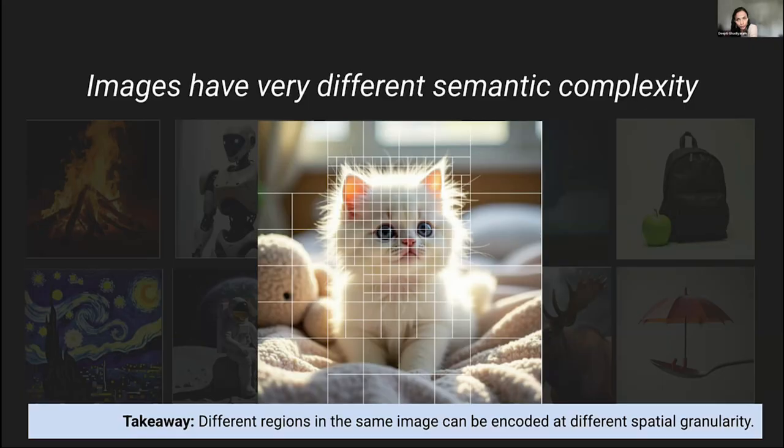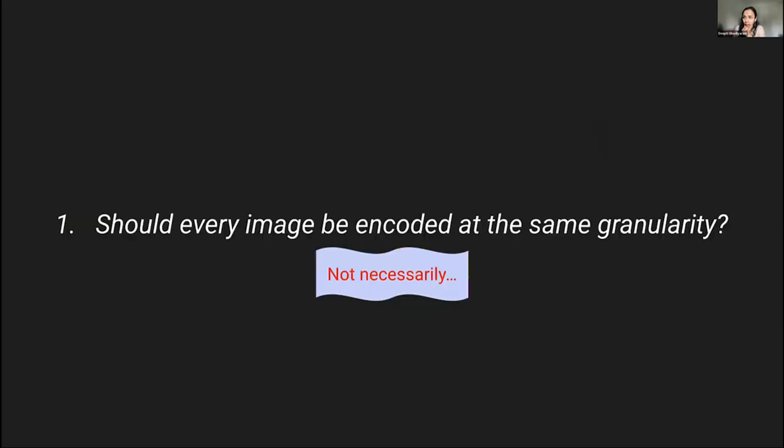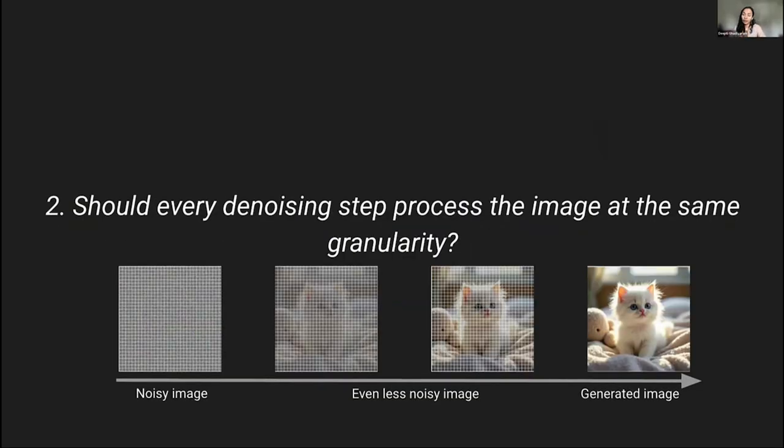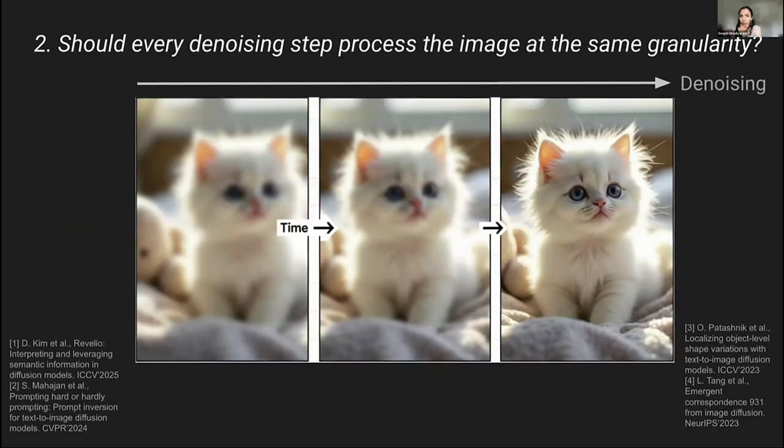So the takeaway from this thought experiment was every image is not equal. We don't have to encode them with the same amount of compute, and different regions can be encoded with different levels of spatial granularity. The second question we had was, well, at this point, this is our pipeline, right? We take an image, divide it into equal size tokens, and we denoise it. Should every denoising step process the image at the same level of granularity? So what do we mean by that?